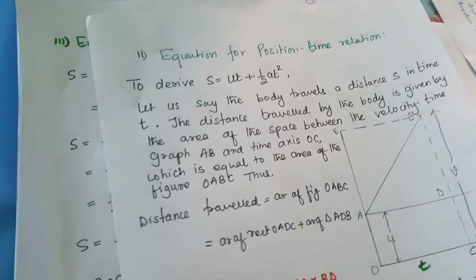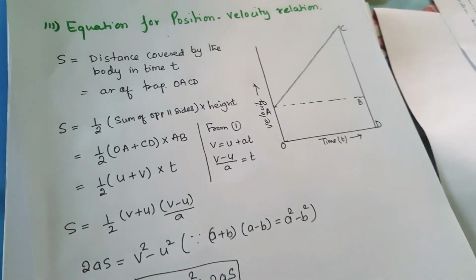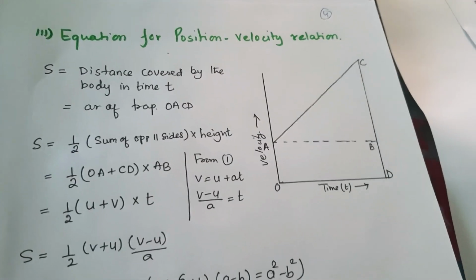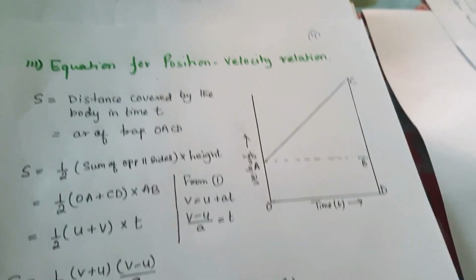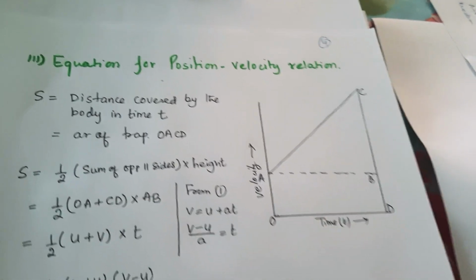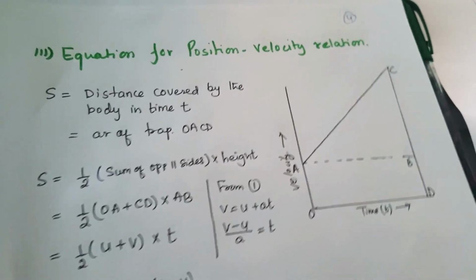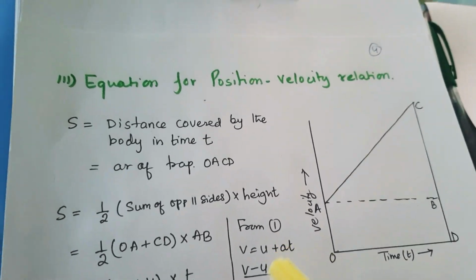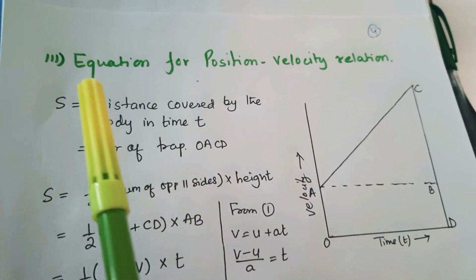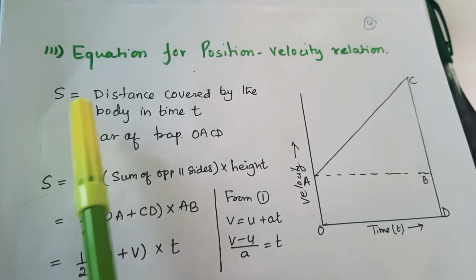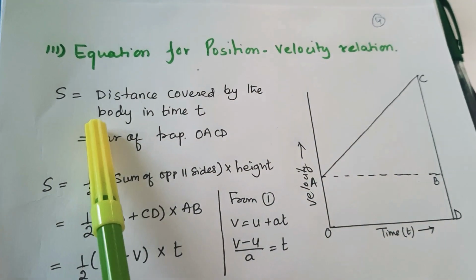Now the third equation we have is the equation for the position velocity relation. Here also we'll try to find out S. The distance S is the distance covered by the body in time T.